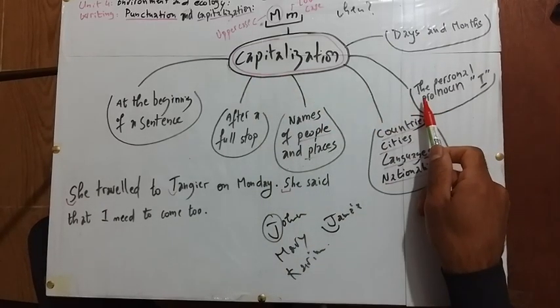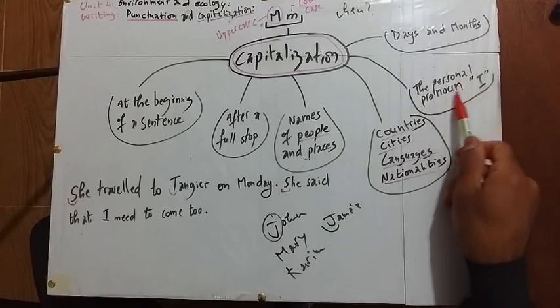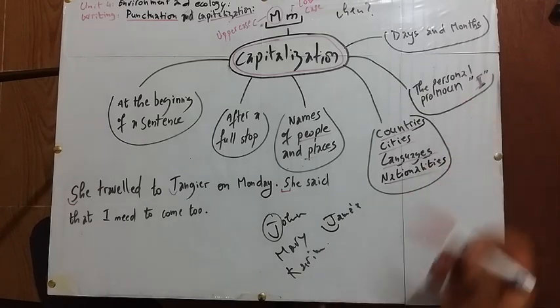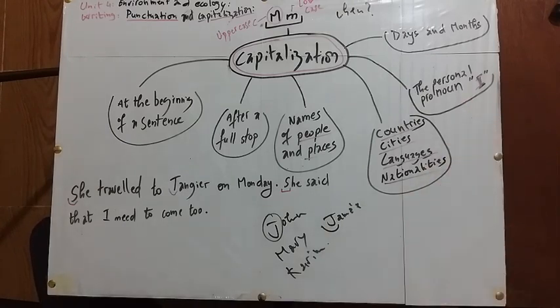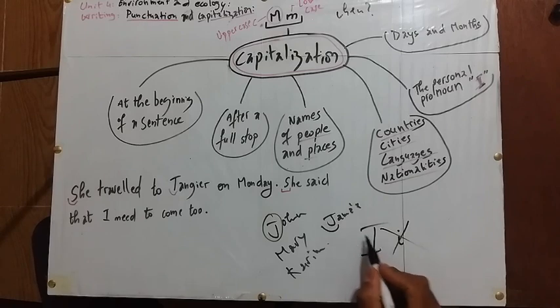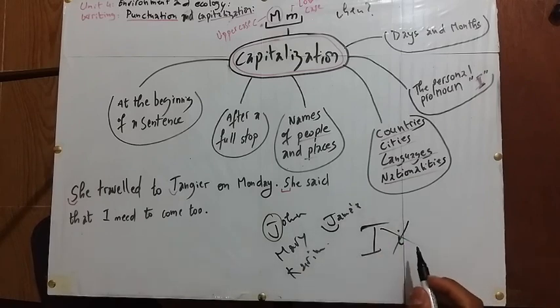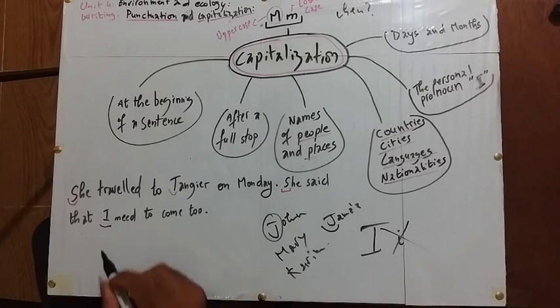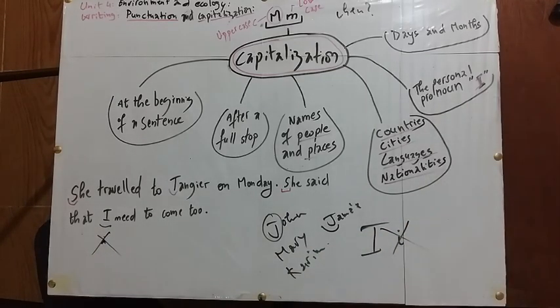Okay, and also we capitalize the personal pronoun I. So whenever I have this personal pronoun, be it at the beginning or in the middle of the sentence, it should always be capitalized. It should not be like this. No. So at the beginning or in the middle of a sentence, it should always be capitalized. She said that I need to come too. Not lowercase i, but the capitalized letter I, because it is a personal pronoun.